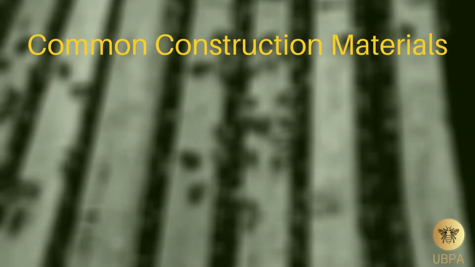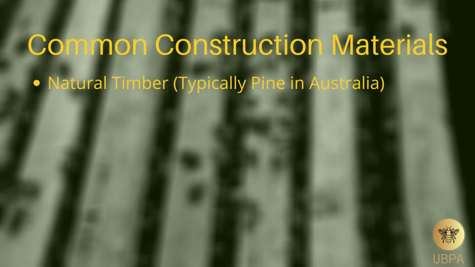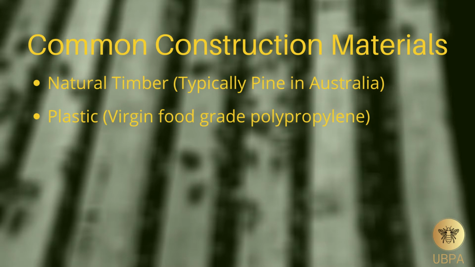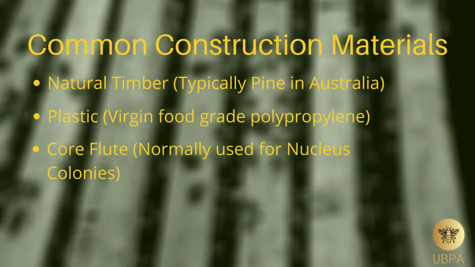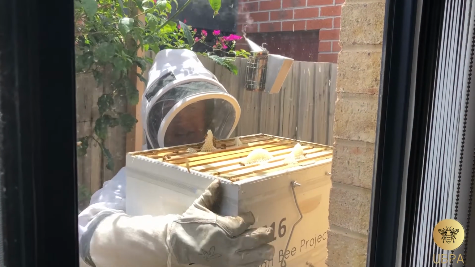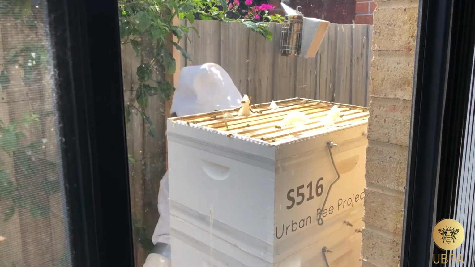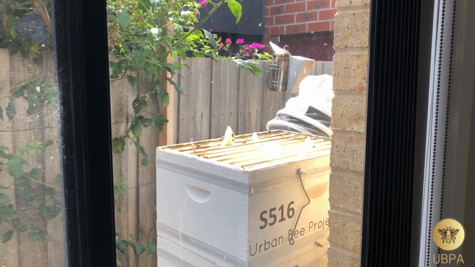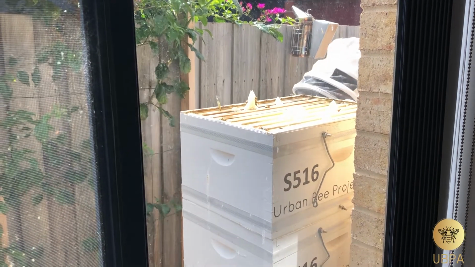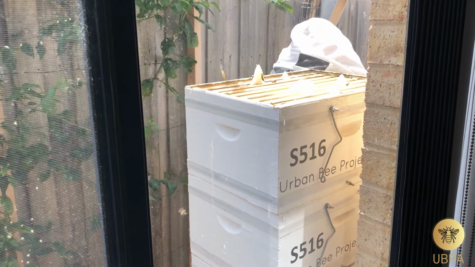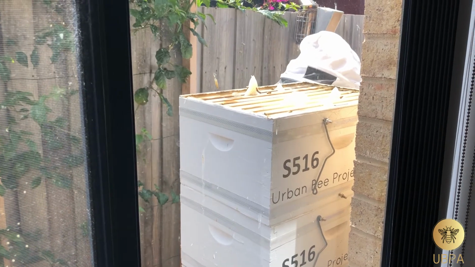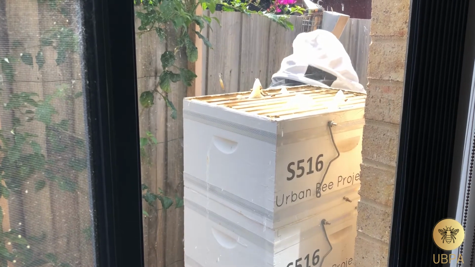The Langstroth beehive can be built using timber, normally pine, but most untreated timbers can be used, food-safe, UV-resistant plastic, core flute, which is used for nucleus Langstroth beehives, and polystyrene. The hives can be made completely out of one material or a combination of materials. For example, many apiarists will use timber boxes but may choose to use plastic frames, or a combination of timber frames and plastic foundation, or plastic frames with wax foundation.